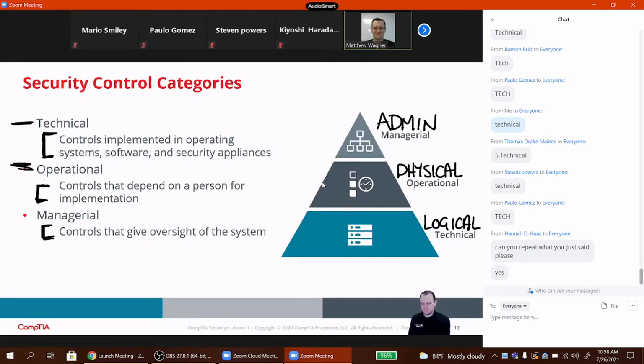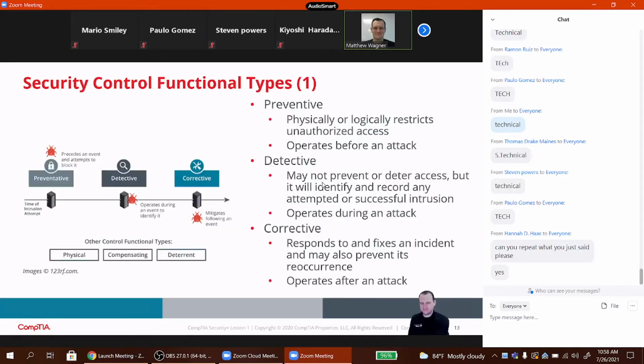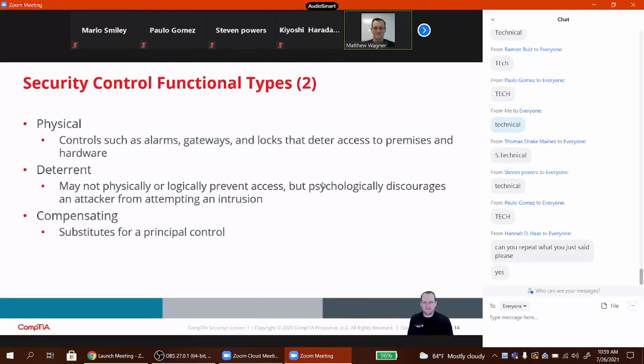So back to our types. Preventative, detective, corrective, physical, deterrent, compensating. You could be all 6 of these. You could be 1. You could be 2. You could be 3. Any combination therein.